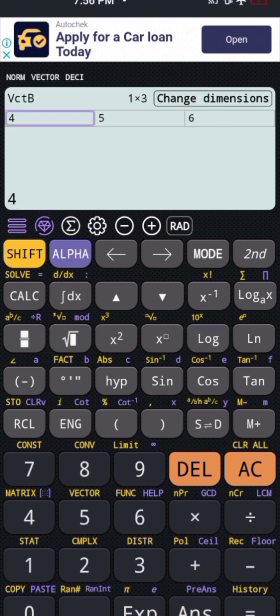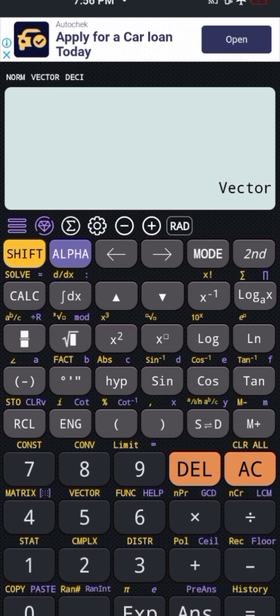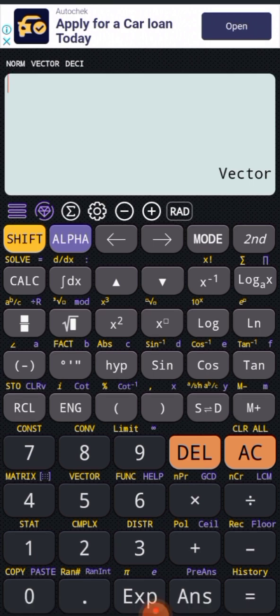Then you press the AC button again. Then to find the area of the parallelogram, you don't take half, just take the full magnitude of A cross B. To find the magnitude of A cross B, you press shift hyp. Press shift hyp. Then you type A cross B there.